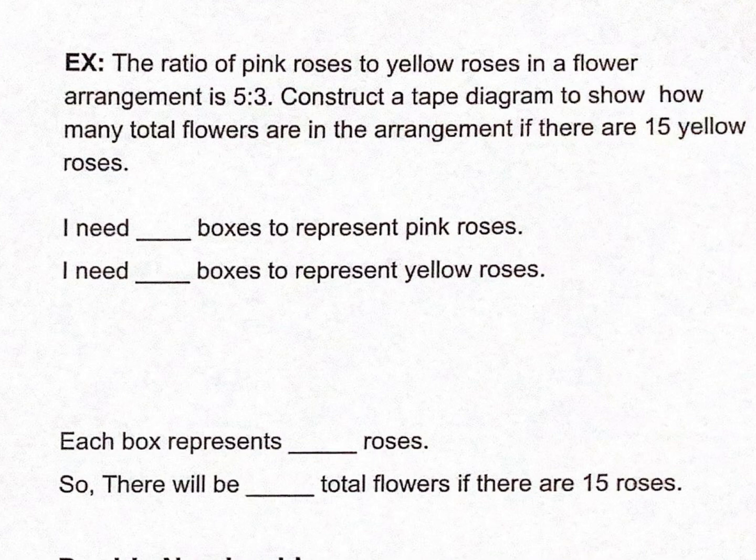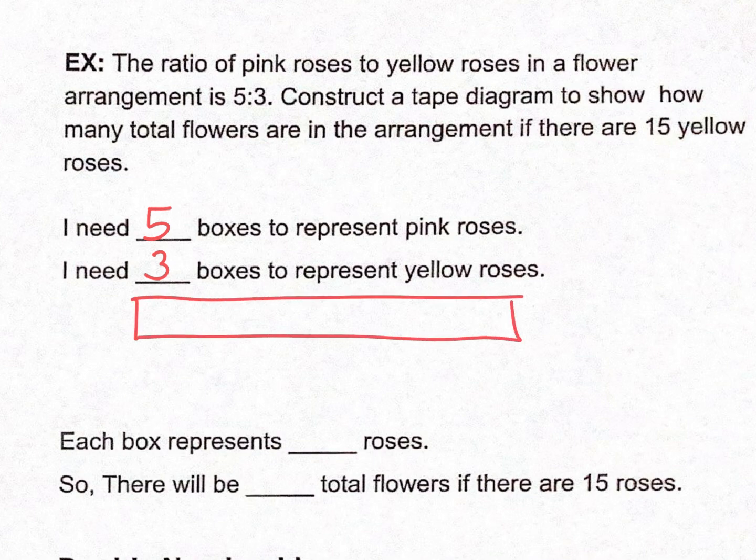Okay. The next one says the ratio of pink roses to yellow roses in a flower arrangement is 5 to 3. Construct a tape diagram to show how many total flowers are in the arrangement if there are 15 yellow roses. First of all, I need to draw, so I'm going to make my own. I need to draw 5 boxes to represent pink roses, and I would need how many to represent yellow? 3. So I'm going to do something like what I just had over there. I'm going to draw a long rectangle and break it up into 5 equal-ish parts.